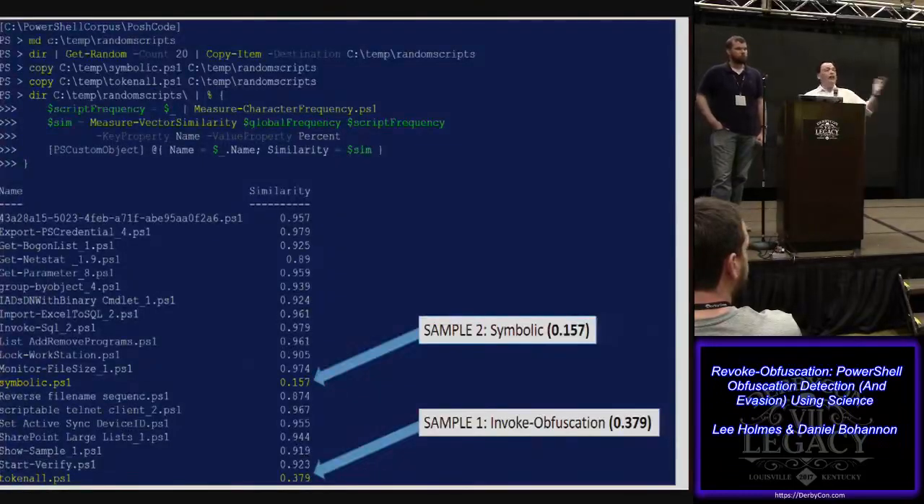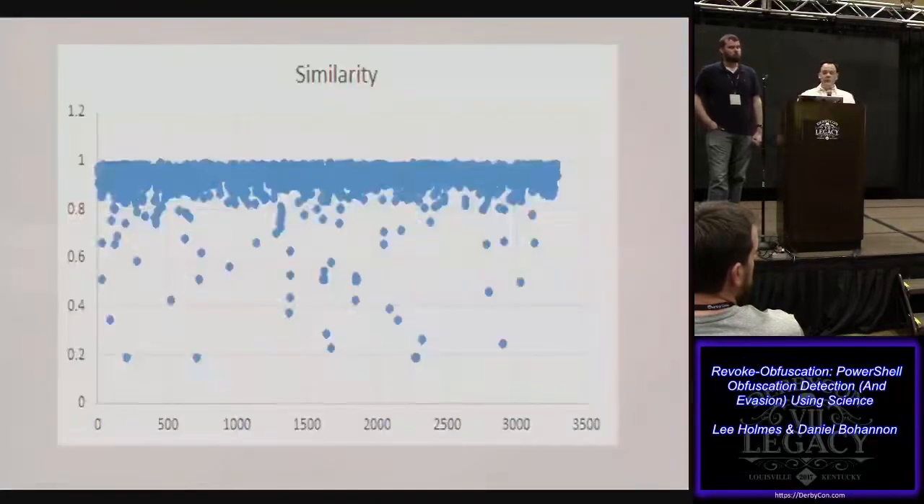Now you run that on all the scripts in Posh code against the average script in Posh code, and some things start to really pop out here. So that symbolic, that was one of our examples. That is a 0.157 similarity. It's just a number, but it was very dissimilar from everything else. Invoke obfuscation result, kind of the same thing. So these two things pop out a ton compared to all the other guys where their similarities are grouped up.